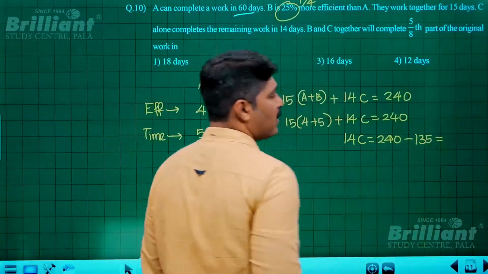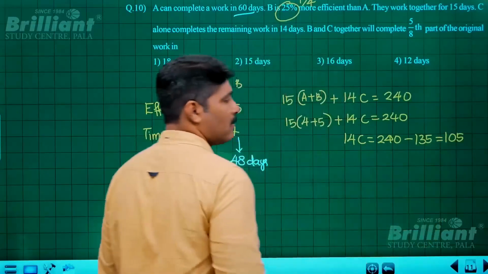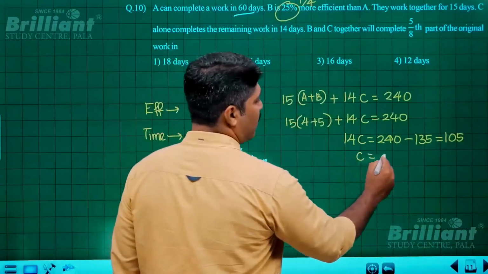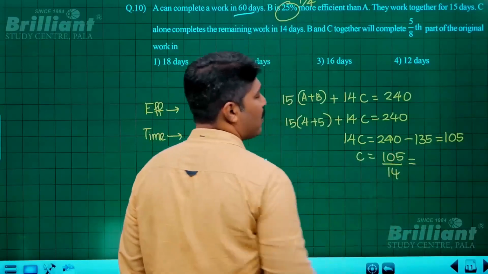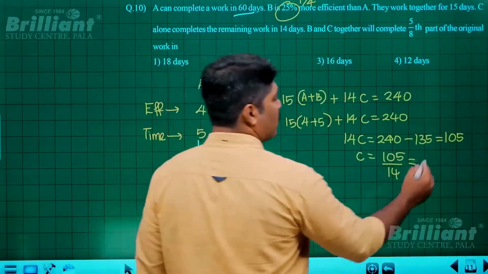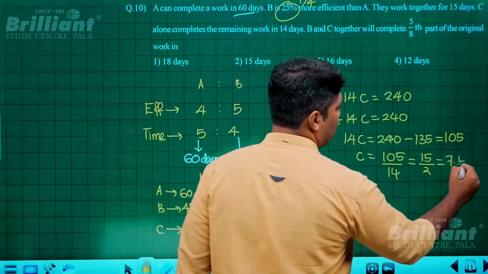So after simplifying this one, what we will get? This is equal to 105. So therefore, what is the value of C? That is 105 by 14. We know that both these values are multiples of 7, right? So this is 15 by 2, which is equal to 7.5.